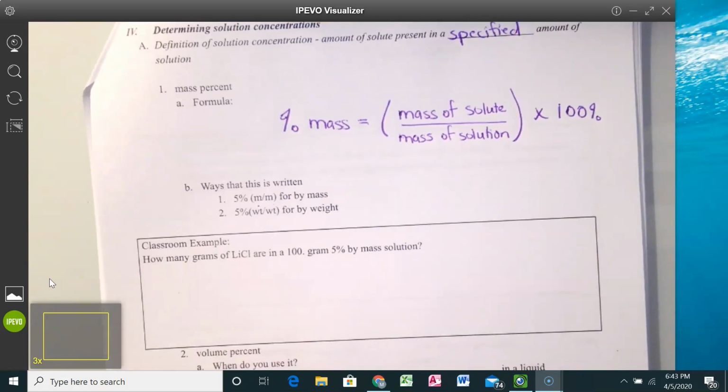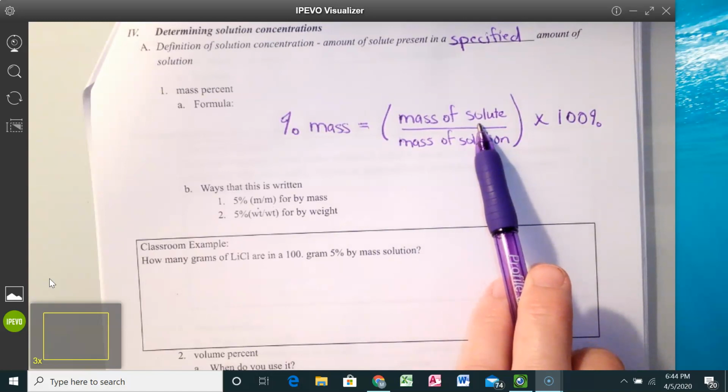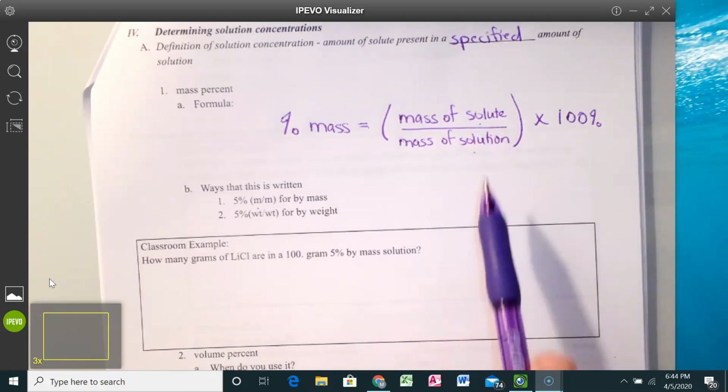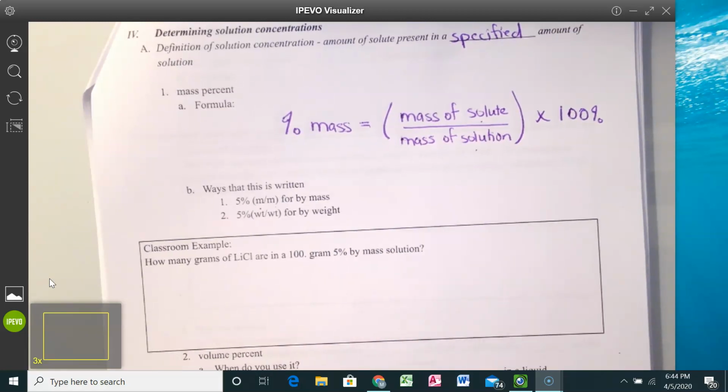It says how many grams of lithium chloride are in a 100 gram 5% by mass solution. So in this particular case, we have already been given the mass percent of 5%. We're being asked how much solute. And it's going to be really important as you learn about these different things that you're really paying attention to what solute definition means and what solution definition means, and this could change whenever we're looking at these different scenarios of learning how to calculate concentrations by different methods.